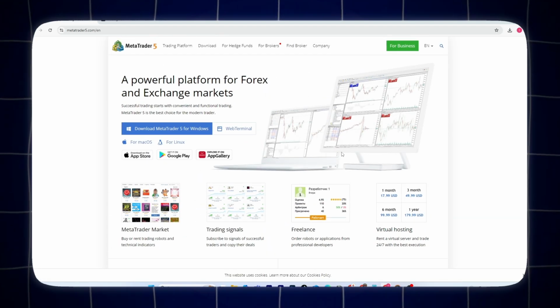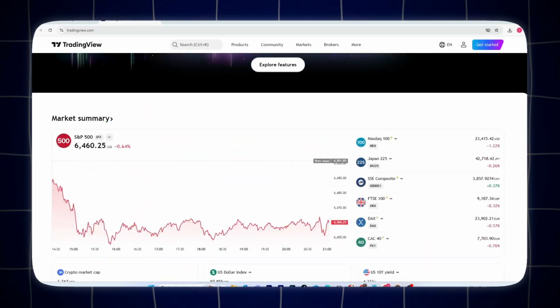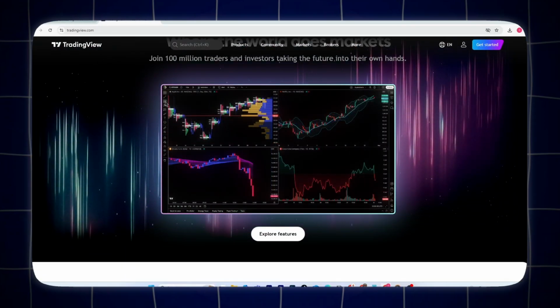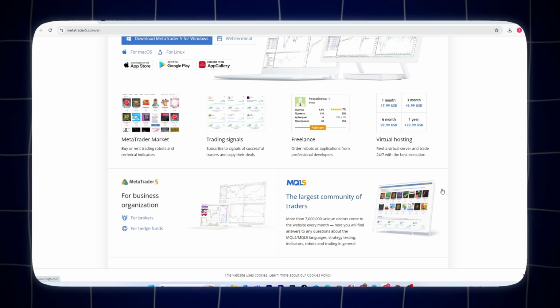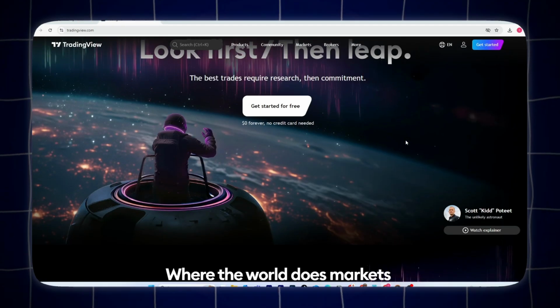So here's the bottom line. If you're mainly doing chart analysis, backtesting strategies, or just want a sleek platform you can use anywhere, TradingView is the way to go. But if you're executing trades with a broker, relying on automated strategies, and need reliability in live markets, MetaTrader 5 is hard to beat. And that's my take on MT5 versus TradingView. Both have their strengths, and honestly, the best traders often use them together.